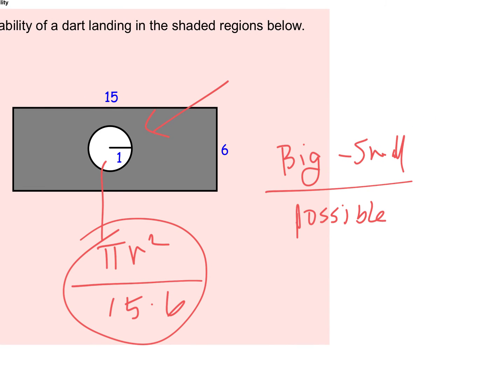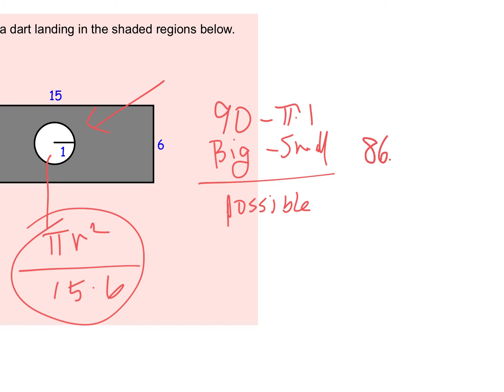Okay, so what's the bigger one? 15 times 6. I'll save you some time and be your calculator. 15 times 6 is 90. Minus the smaller one, the circle with the radius of 1, pi r squared, which is pi times 1 squared. 1 squared is 1. So it's really 90 minus pi. I'll use my calculator. Minus pi, and I get 86.85. I'm going to round that to 86.9. And what's possible? The whole thing. It's still 15 times 6 on the bottom.